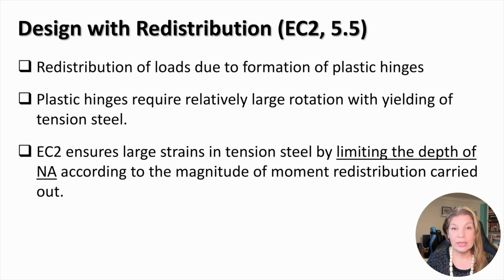As a result, plastic hinges in reinforced concrete beams require relatively large rotation with yielding of tension steel. Eurocode 2 ensures large strains in tension steel and sufficient rotational capacity of plastic hinges by limiting the depth of the neutral axis according to the magnitude of moment redistribution carried out.